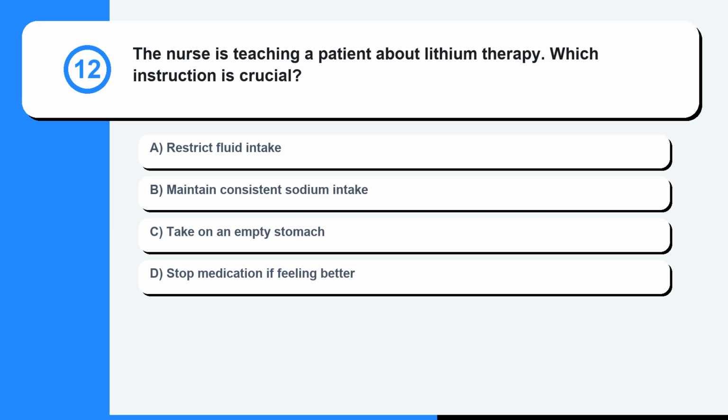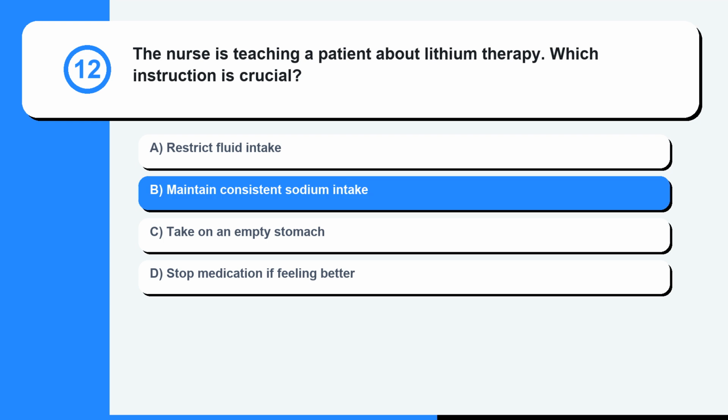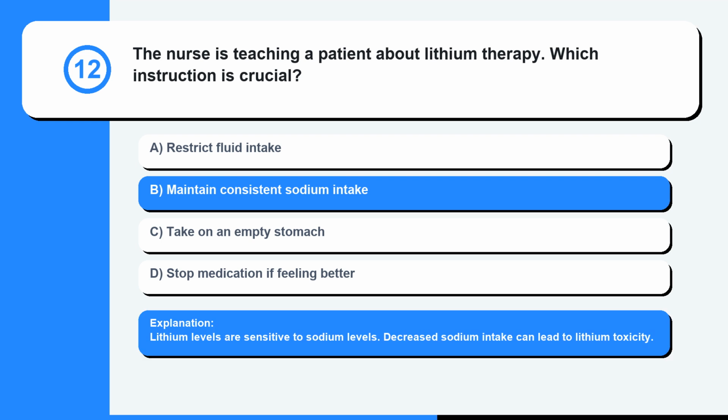Question 12. The nurse is teaching a patient about lithium therapy. Which instruction is crucial? A. Restrict fluid intake. B. Maintain consistent sodium intake. C. Take on an empty stomach. Or D. Stop medication if feeling better. The correct answer is B. Maintain consistent sodium intake. Lithium levels are sensitive to sodium levels. Decreased sodium intake can lead to lithium toxicity.